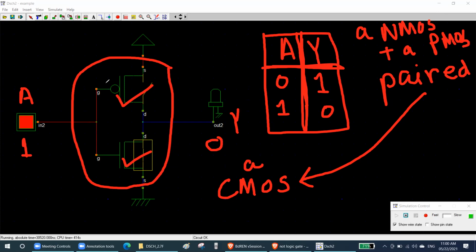Complementary means opposite but together. So that is called complementary. That's why it is called complementary MOSFET. And this sort of design is called CMOS design. CMOS.